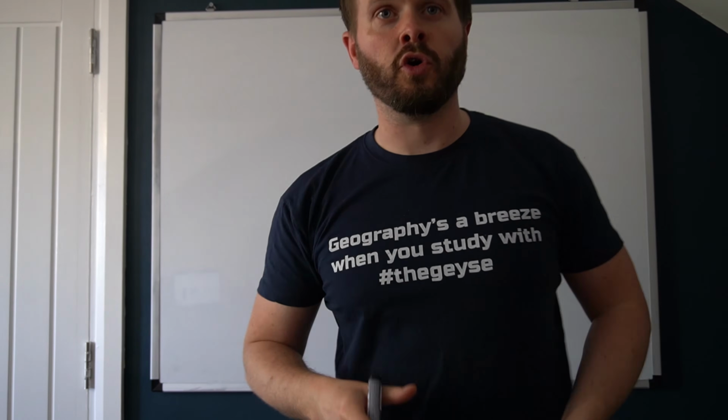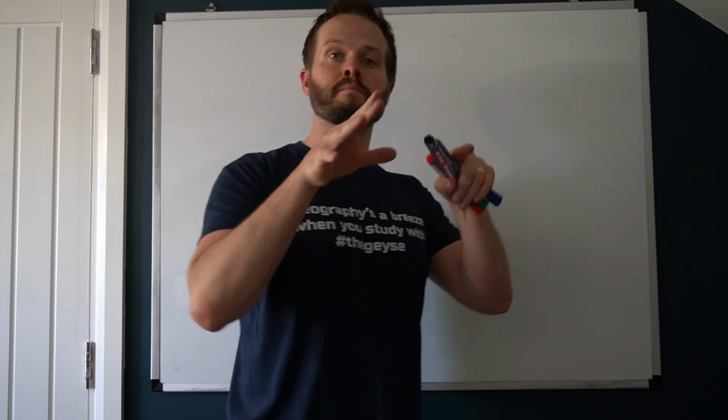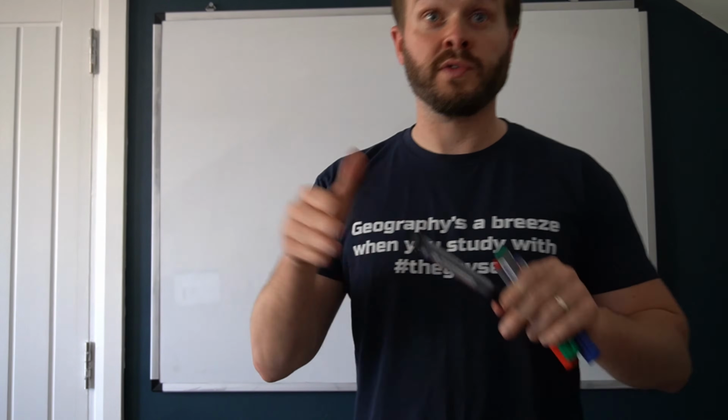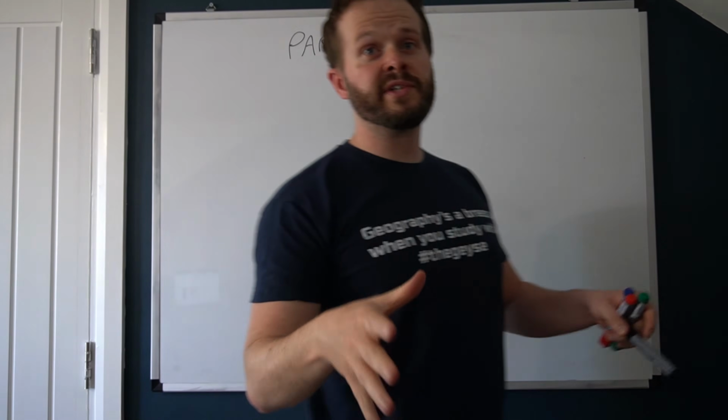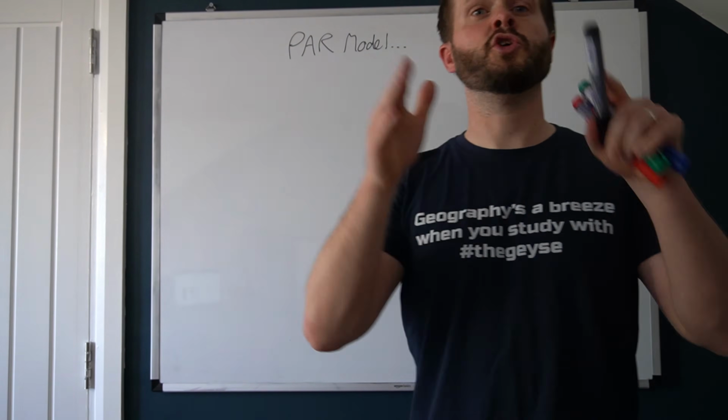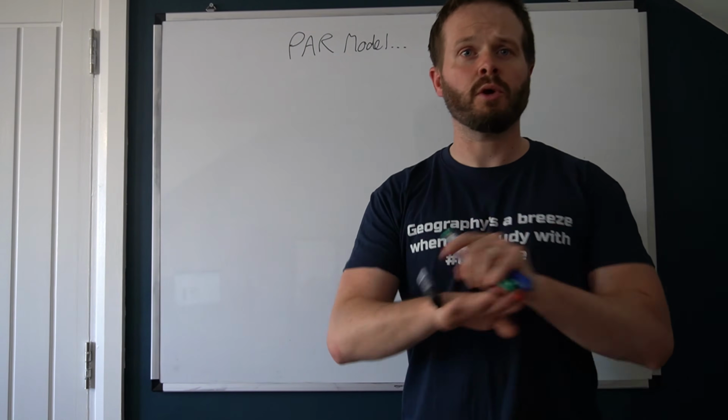Now the next model, this is the king, queen, court jester of all theoretical models. This is probably the most useful model that you can use when you're discussing vulnerability to tectonic hazards. I would suggest that if you are not using this theoretical model in your answers in some way, shape or form, you are leaving marks on the table, and we don't want that.